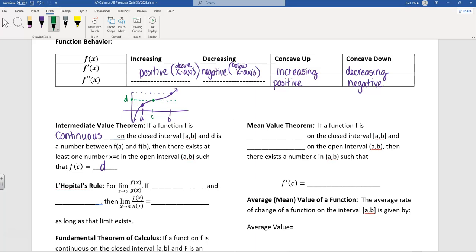Mean value theorem is that if a function is continuous on the closed interval A, B and differentiable on the open interval from A to B, then there exists a number C in A to B such that f prime of C equals, well, usually we do f of B minus f of A over B minus A. And I like to think derivative equals slope between endpoints.